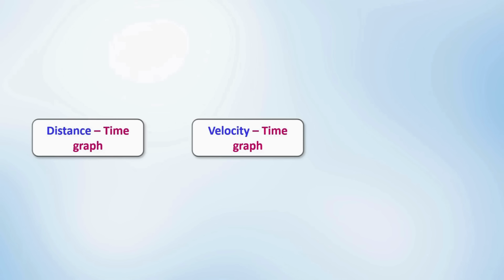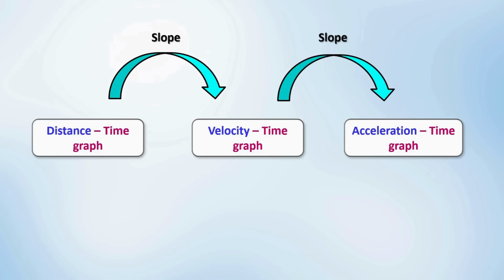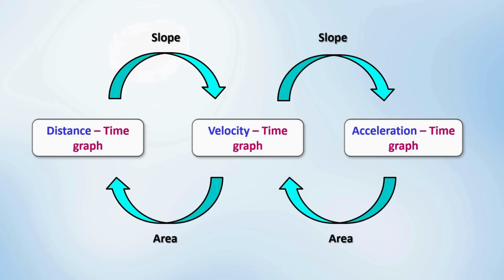Now consider the acceleration time graph. In an acceleration time graph, the slope of the graph represents the rate of change of acceleration. But the area under the acceleration time graph gives the change in velocity. So remember these important ideas. In many motion graphs, slope tells us the rate of change, while area tells us the total quantity accumulated over time. Understanding when to use slope and when to use area helps us correctly interpret different motion graphs in physics.